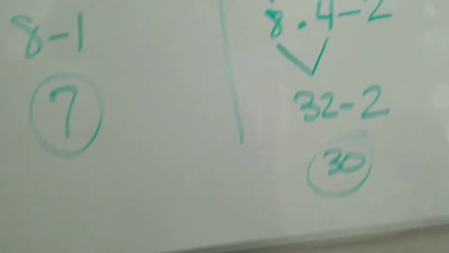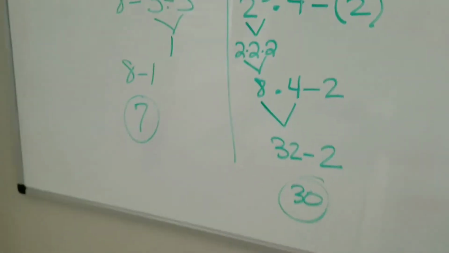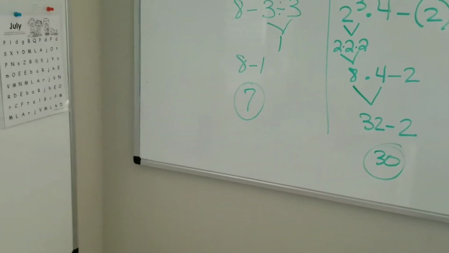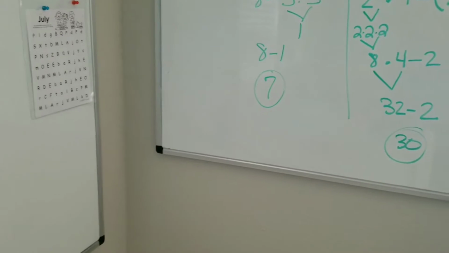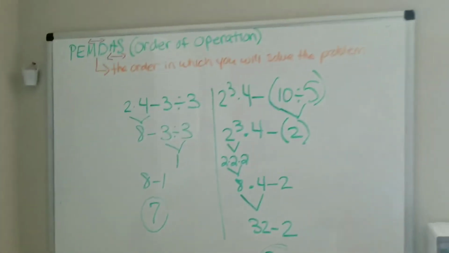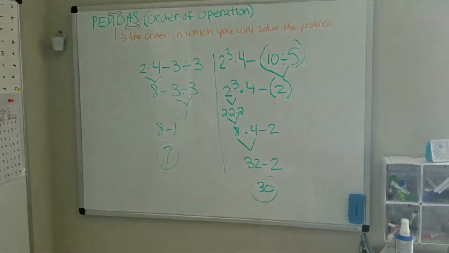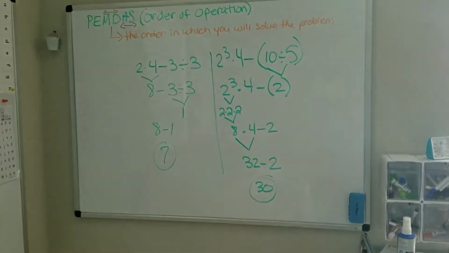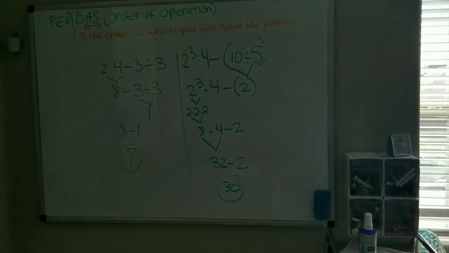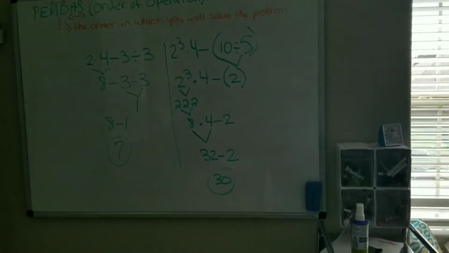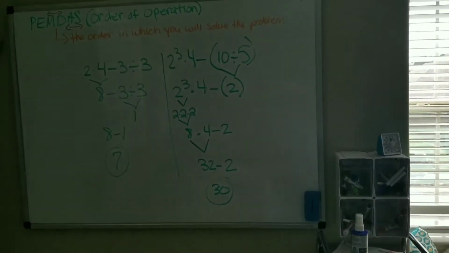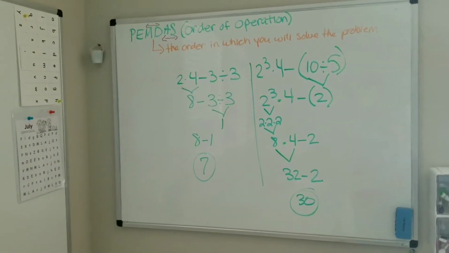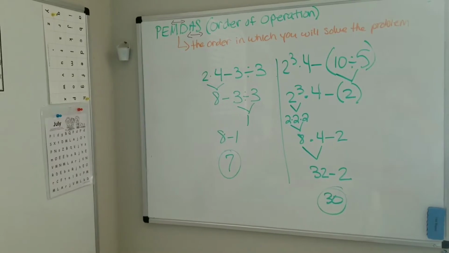Excellent job. Okay? So we talked about exponential notation earlier, and now we are talking about PEMDAS, order of operations, and how we can solve a problem that has parentheses, brackets, and exponents, and we can continue using PEMDAS to solve the problem. Any questions for me?